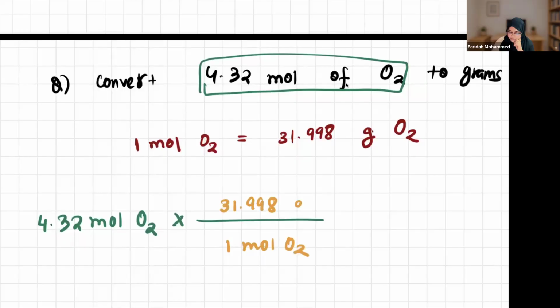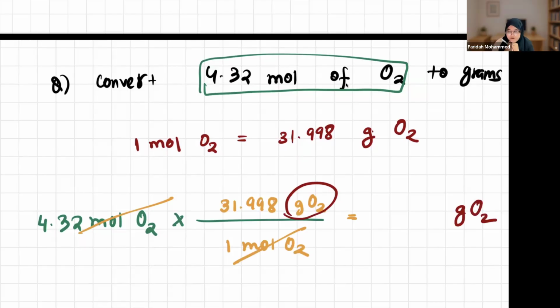31.998 grams of O2. And that, see, also cancel out the unit. Do not leave it hanging there. Okay, cancel out the unit. So now you know what unit you are left with. So you know if you're doing it the correct way. So you have grams of oxygen.